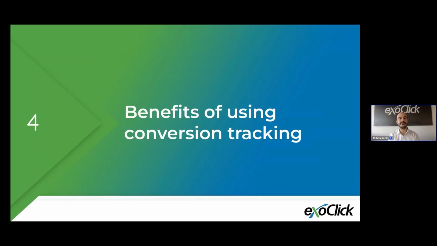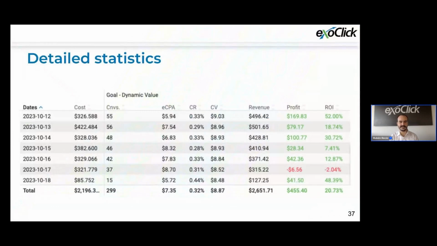So now that we know what are the types of conversion tracking that we have in ExoClick, let's talk about the benefits. Well, the first benefit, which is the one that we have been repeating over and over again, are the detailed statistics that you're going to get. You can see here the additional columns that explain the revenue, the profit, and the return on investment of your campaigns.